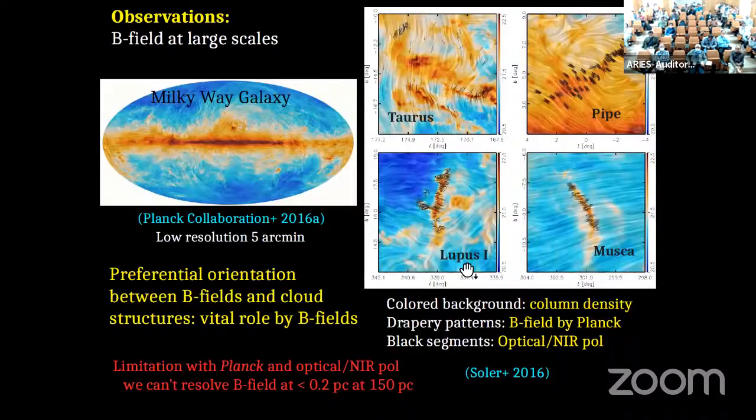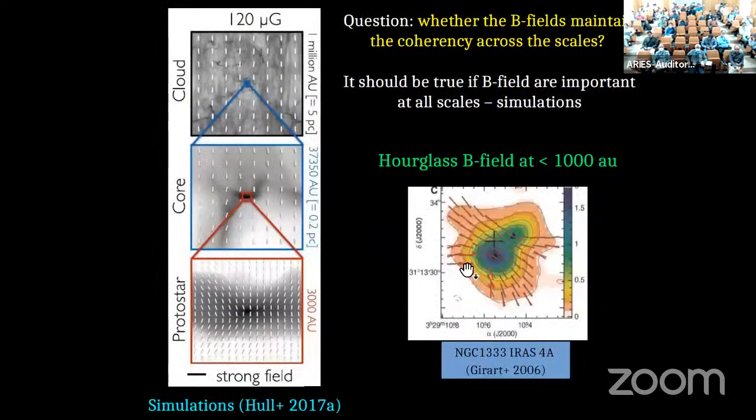General observations say that the large-scale magnetic fields are very well ordered and preferentially perpendicular to the filaments. These observations come from Planck, and because Planck has low resolution, we cannot probe the magnetic fields at smaller scales. So there comes the importance of submillimeter observations.